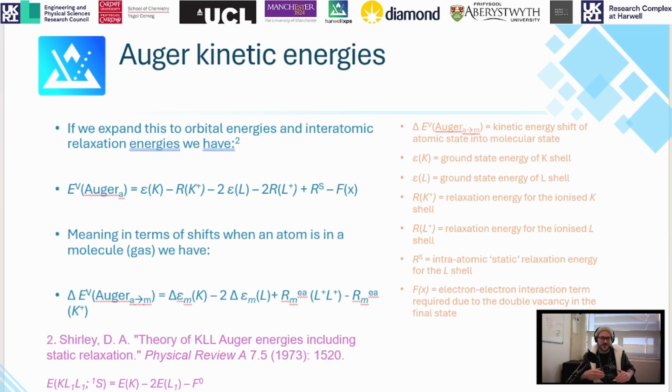So we're going to put the deconvoluted initial and relaxation energies into that relationship, and what we end up with now is the kinetic energy of the Auger for the isolated atom is equal to the ground state energy of the K shell minus the relaxation energy of the K shell minus 2 times the ground state energy of the L shell minus 2 times the relaxation energy of the L shell plus this static relaxation energy minus the double electron interaction term.